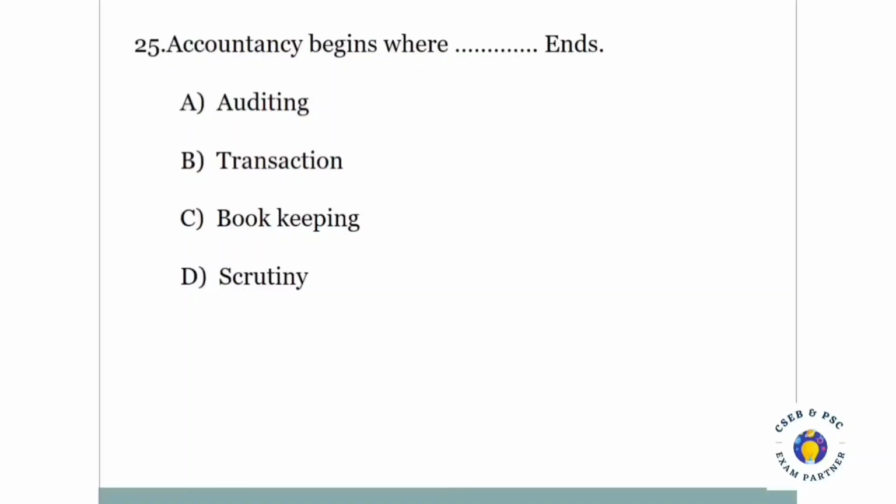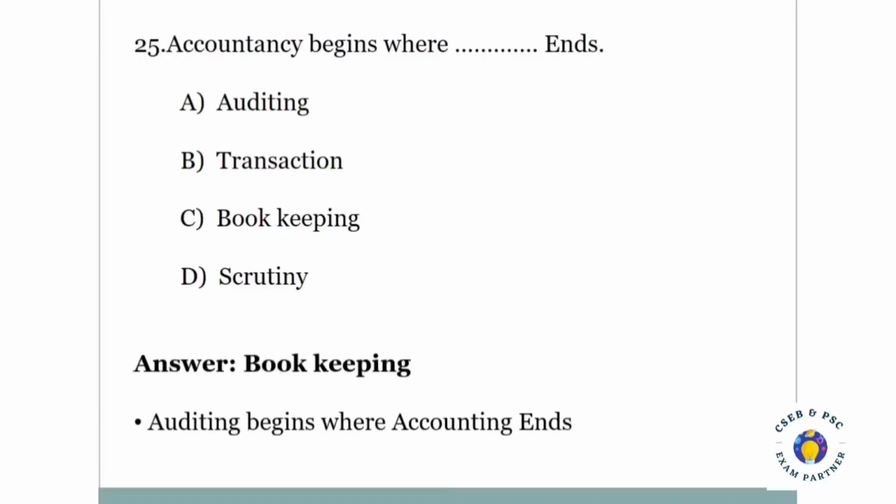Question number 25. Accountancy begins where dash ends. Option A auditing, option B transaction, option C bookkeeping, option D scrutiny. Answer is bookkeeping.